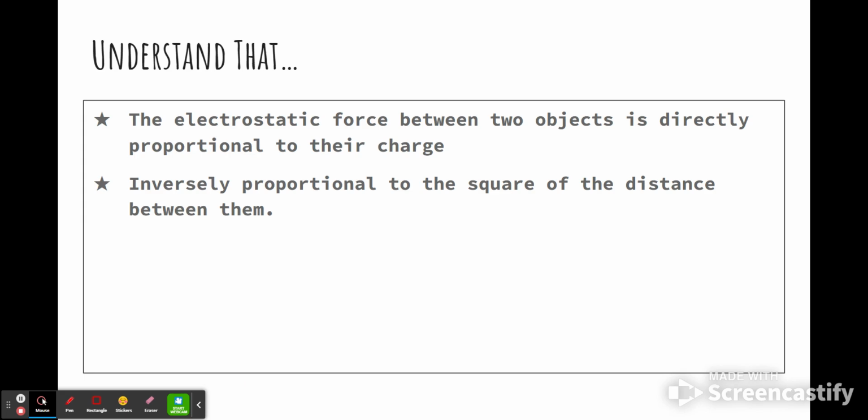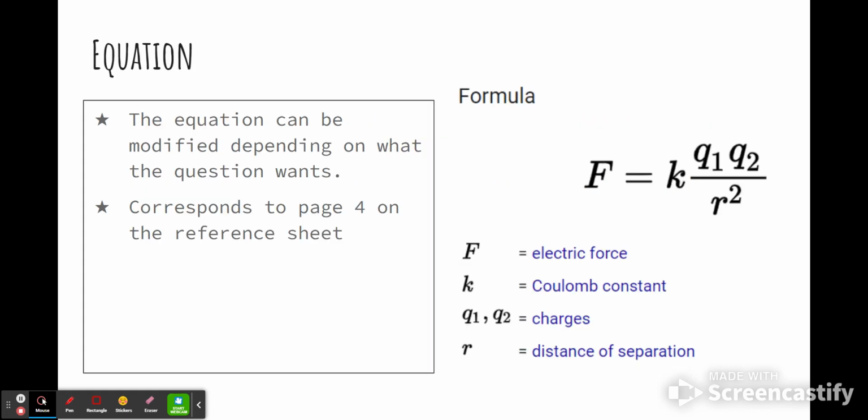Understand that these are two key points that come from Coulomb's law. The electrostatic force between two objects is directly proportional to their charge and inversely proportional to the square of the distance between them. This is also seen in the formula as distance is squared. The equation is the same as the electrostatic force, and it can still be modified depending on what the question asks for. This equation corresponds to page 4 of our yellow reference sheet.